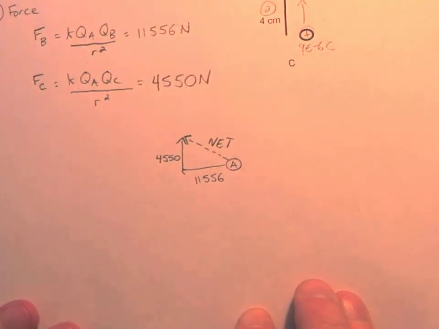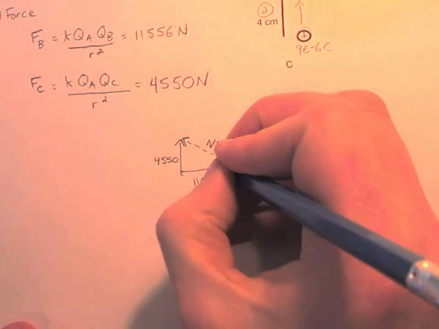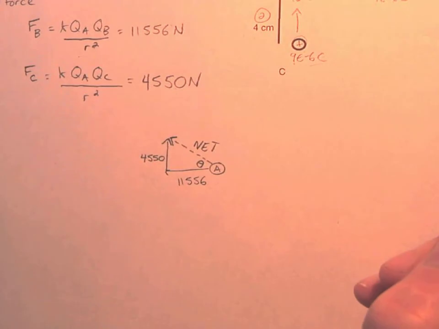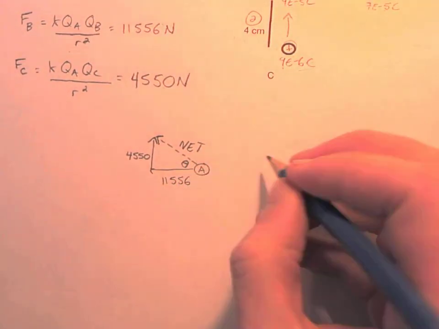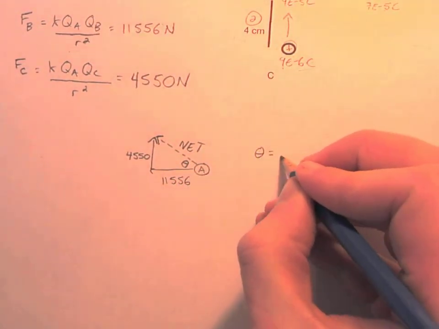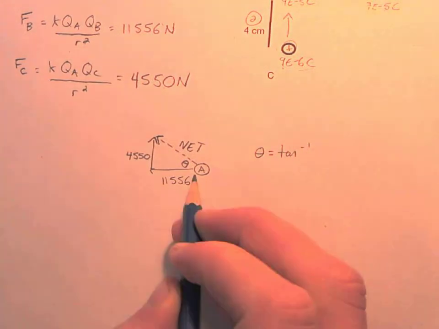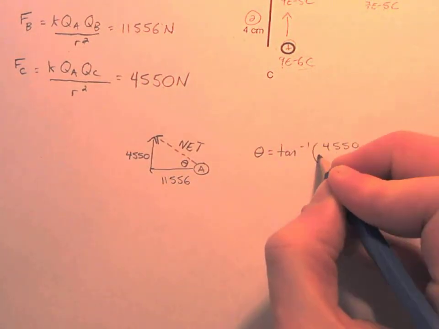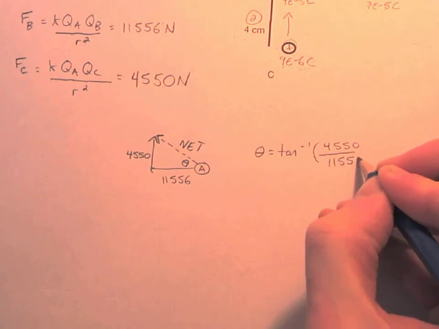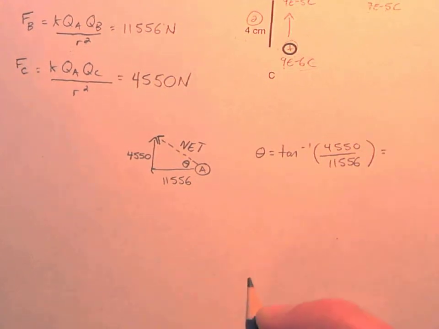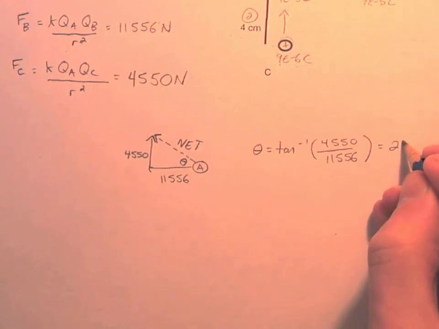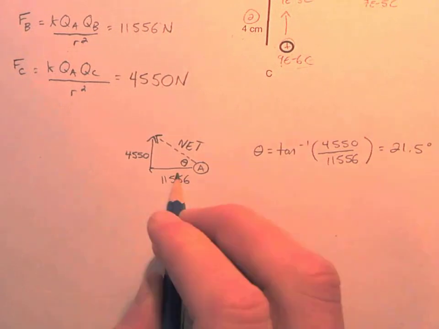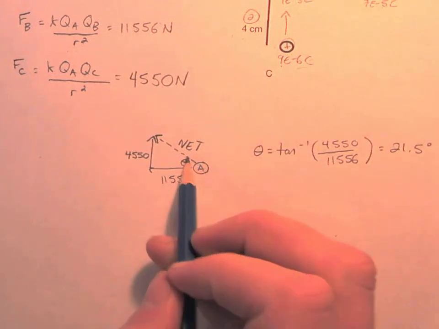And then we just want to find our overall net vector. And we also need to know at what angle it's going to go at. So if we want to find out an angle, let's do that. Tan inverse of O over A. And that's going to give me 21.5 degrees, as that angle is what direction it's going to go at.